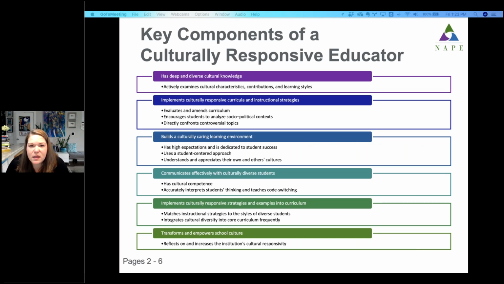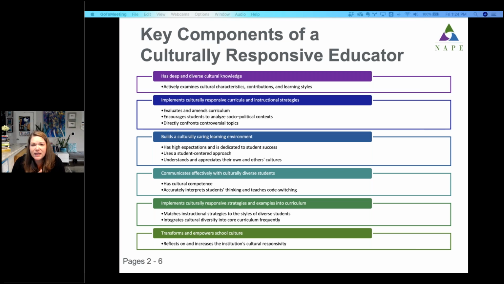So first of all, the first key component of a culturally responsive educator is someone who has a deep and diverse cultural knowledge. So this means that the individual is really working to understand and examine the cultural characteristics and learning styles of others. Now, I want to put a caveat. This isn't learning styles in the old traditional way of thinking, like, oh, I'm a tactile, visual learner. That's not the kind of learning styles. It's looking at how does learning differ for people from different cultures, and we'll look a little bit at how we talk about the collectivist versus individualistic views a little bit later today.